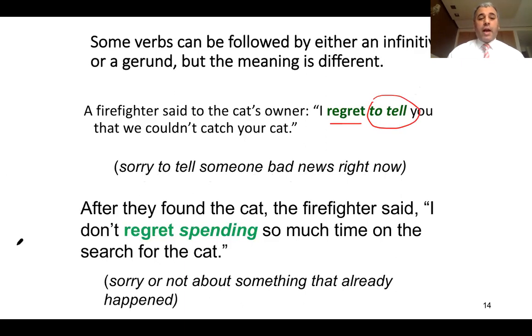After they found the cat, the firefighters said, I don't regret spending so much time on the search for the cat. Now, what is the meaning you have here? So you have regret followed by a gerund here. The meaning is that you are sorry or not about something that already happened. So you see, there is a difference in meaning in the two sentences.